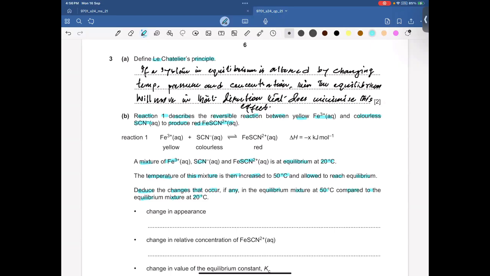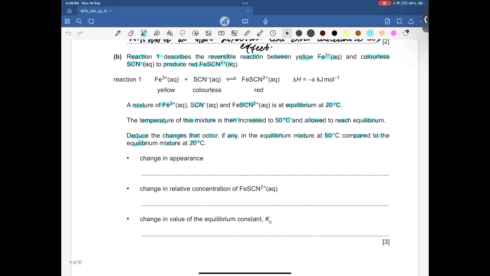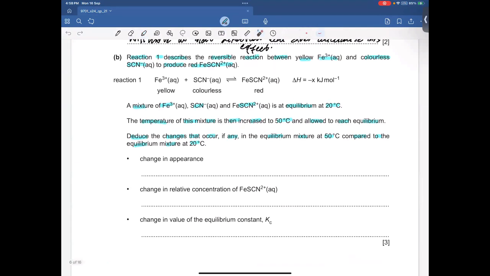So basically we have a change in appearance. Delta H shows that the reaction is exothermic. So for any exothermic reaction, if we increase the temperature, equilibrium favors the left-hand side. If equilibrium favors the left-hand side, obviously we'll observe yellow color because this is a colorless solution. So yellow color is observed. More yellow color is seen.